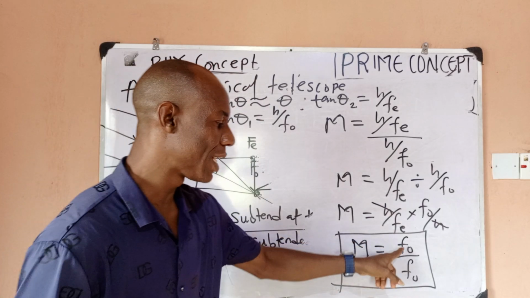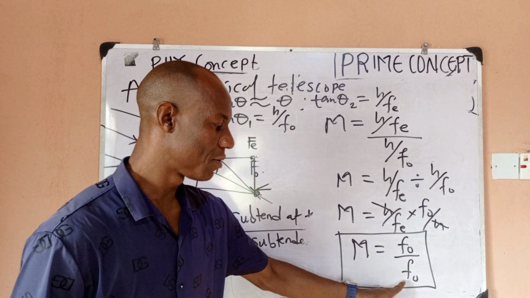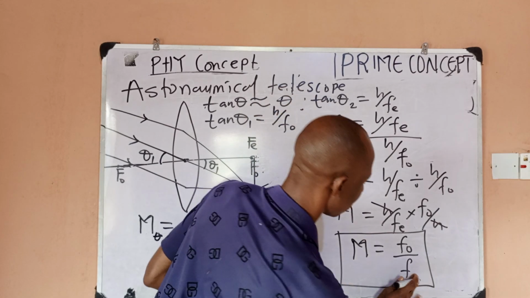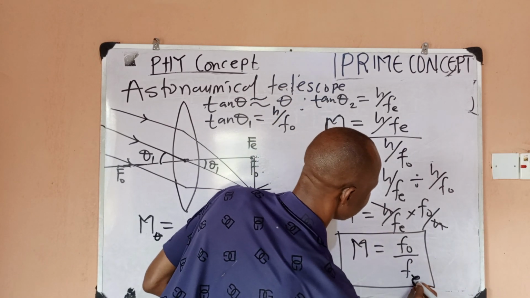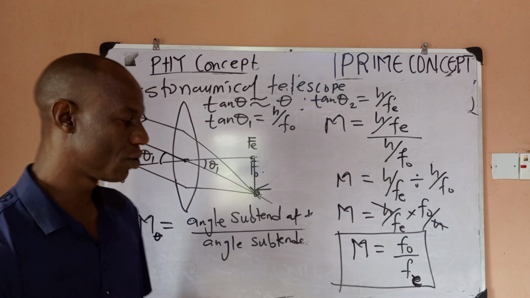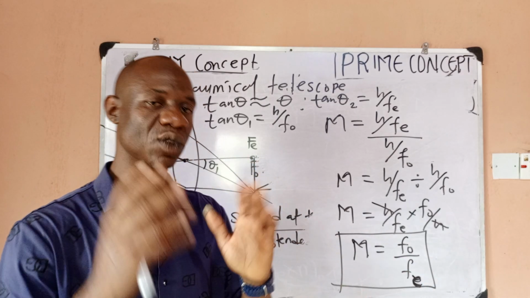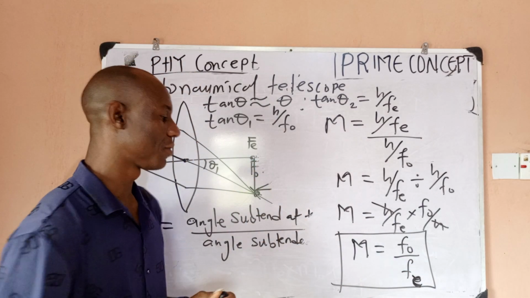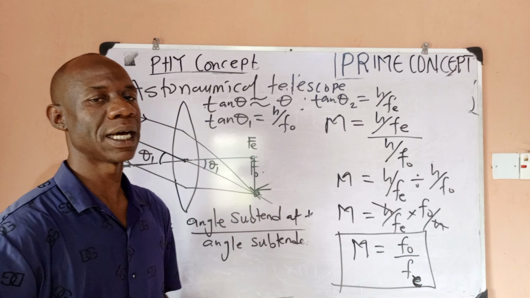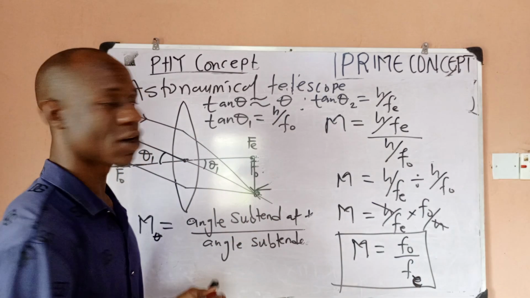So this is the formula for my magnification of my astronomical telescope. The focal length of the objective lens divided by the focal length of the eyepiece. The ratio of focal length of objective to the focal length of eyepiece is what we know as the angular magnification of our astronomical telescope. So I believe this concept is clear.